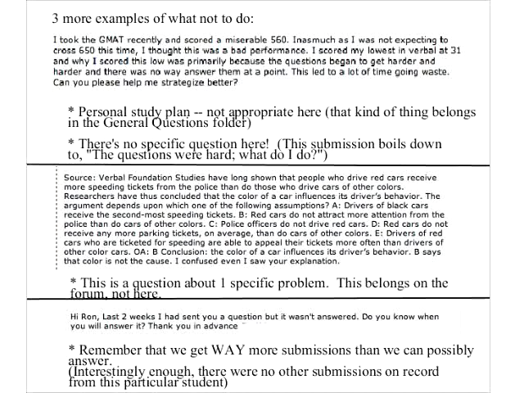This one is a personal study plan. As we mentioned before, this study hall is not the place for that. We do have a place for that. It's the general questions folder on the forum. And also, the other thing about this one in particular is that there's no specific question here.